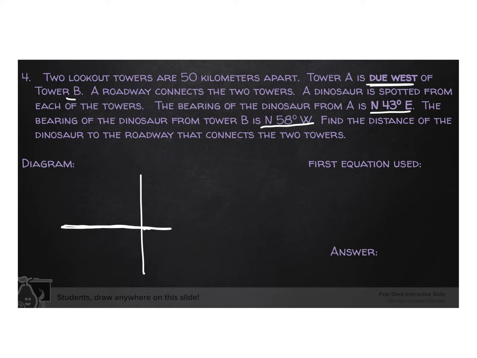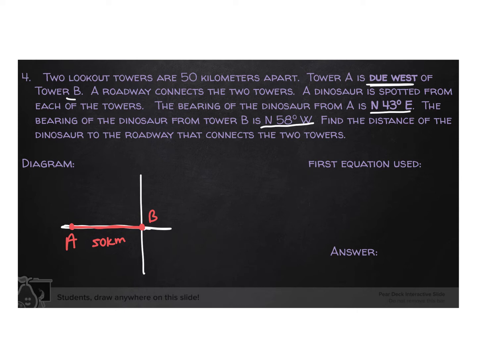Okay, so you don't necessarily need the coordinate plane for this one. I will do it since that's what we've been doing. But here, let's fill this in. So Tower A is due west of Tower B. Okay, so I'm going to put B at the origin, and then A is due west of it. And we know that there's a road connecting them, and that road is 50 kilometers long.